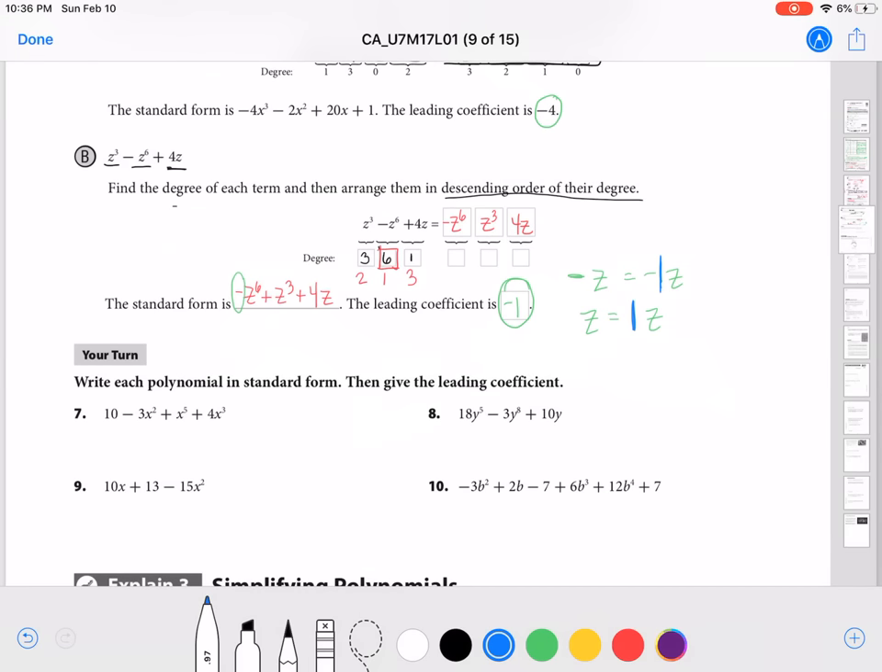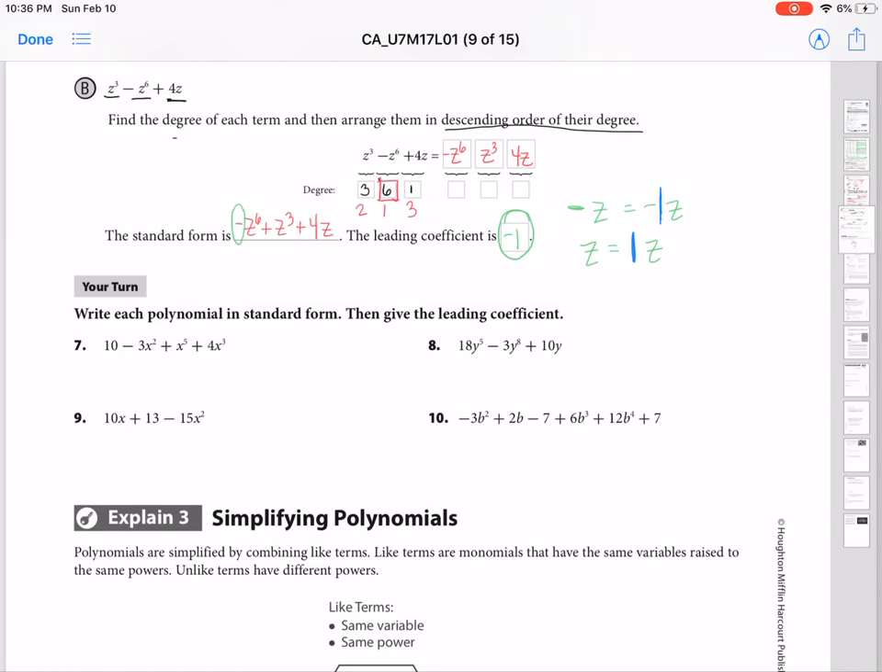Now let's go ahead and do number 10. I'm going to go through and look at our exponents. I have 2, I have a 1 here, I have a 0 here, I have a 3, I have a 4, and I have a 0. We're going to start with 4 because it's our biggest. So we have 12b to the 4th, and then our next highest exponent is going to be plus 6b cubed.